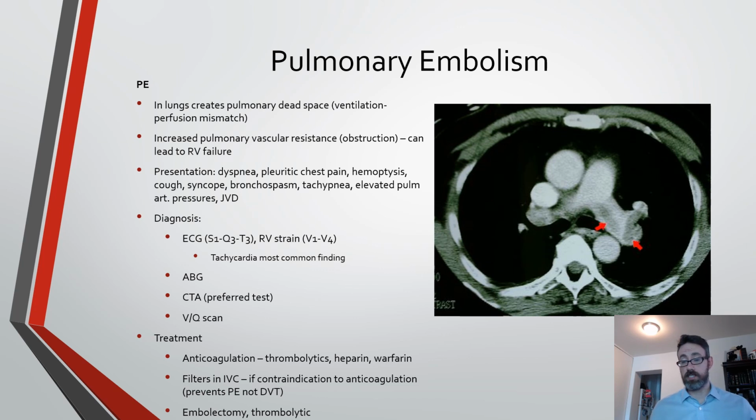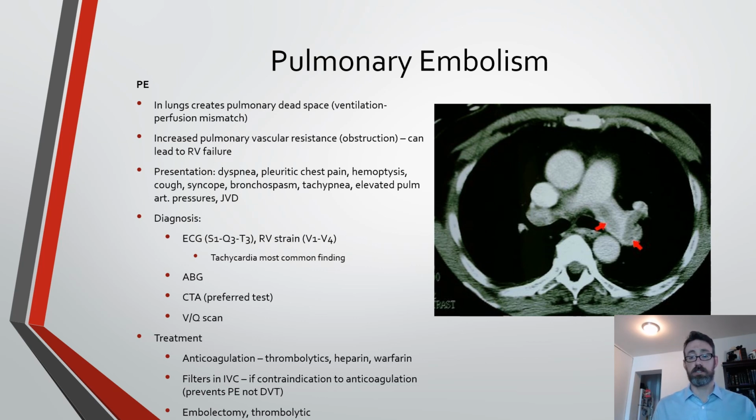Now, in terms of presentation, if it's blocking and causing dead space in the lungs, that can cause shortness of breath or dyspnea. You can have pleuritic chest pain, which means pain with breathing. Hemoptysis, because you may have rupture of some of the vessels due to the backed up blood flow. Cough, syncope due to reduced cardiac output. Bronchospasm. All right, tachypnea, so an elevated respiratory rate. Elevated pulmonary arterial pressures, and JVD, or jugular venous distension, as that pressure translates backwards and causes venous pooling.